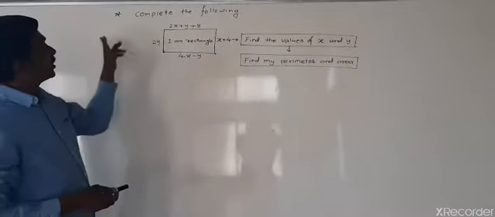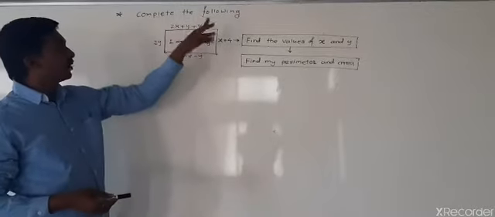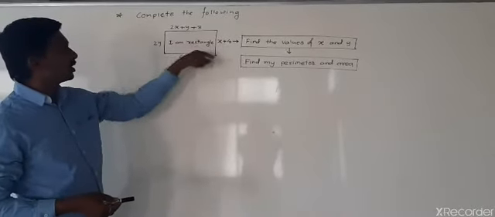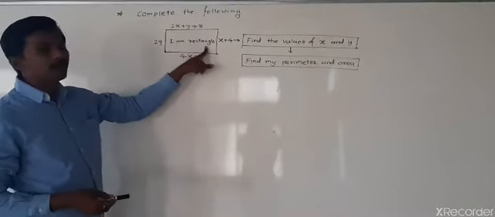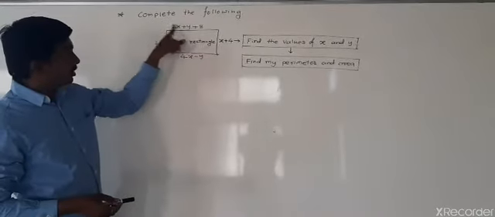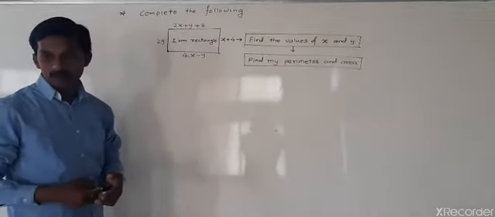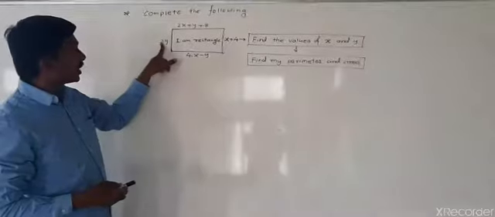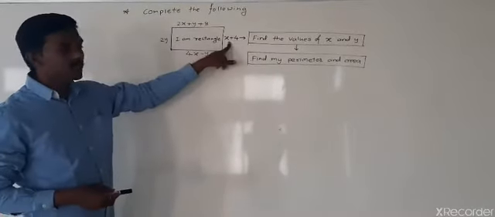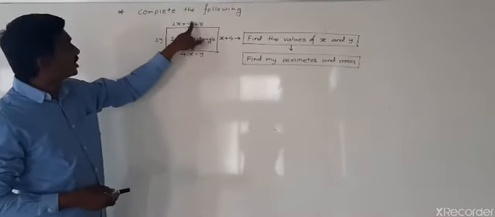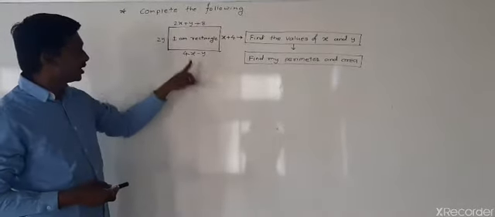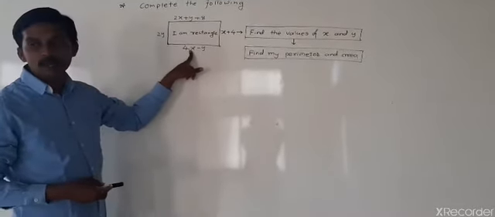Now we have given an activity. Complete the following activity. We have given a rectangle. Say this, I am a rectangle, and the sides of the rectangle are given. This side is 2y, its opposite side is x plus 4. This side is given as 2x plus y plus 8, and this is given as 4x minus y.